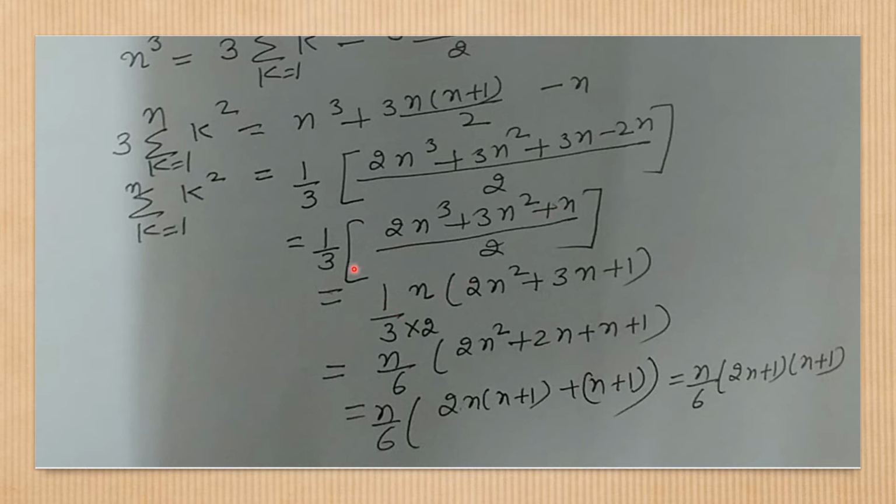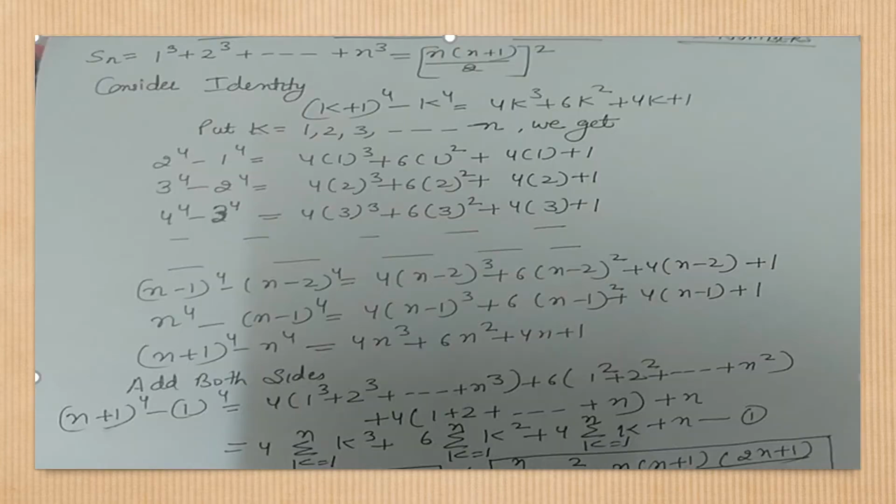So it will be 1 upon 6, and take n common from here. It is 2n square plus 3n plus 1, and after factorization I'll get 2n plus 1 and n plus 1. I think it is very simple. You can factorize it easily. So I'll get n into n plus 1 into 2n plus 1 divided by 6. So this is the formula for the sum of squares of the first n natural numbers.